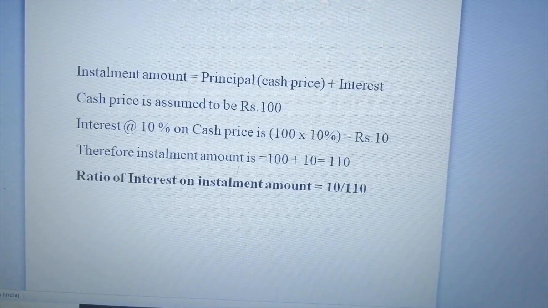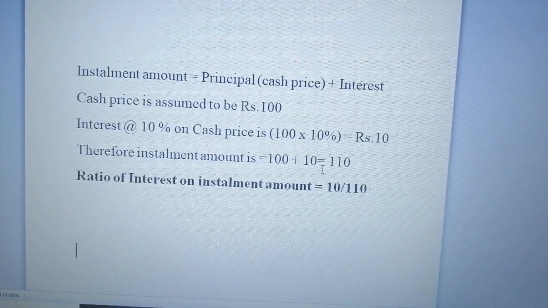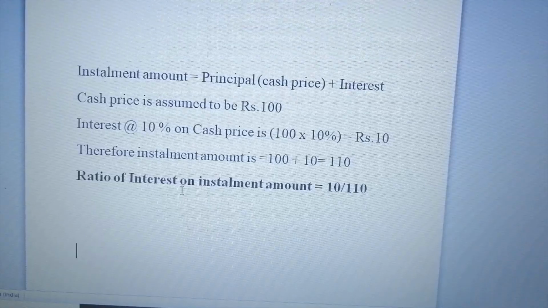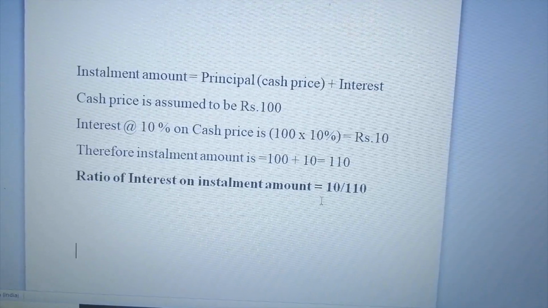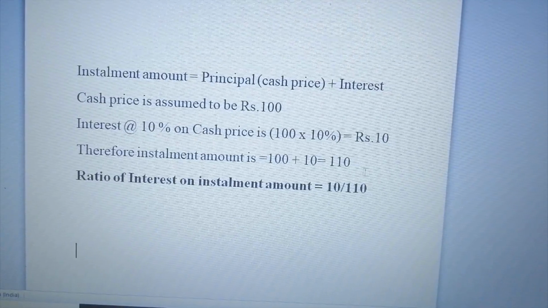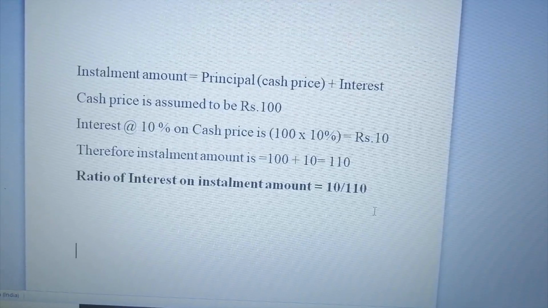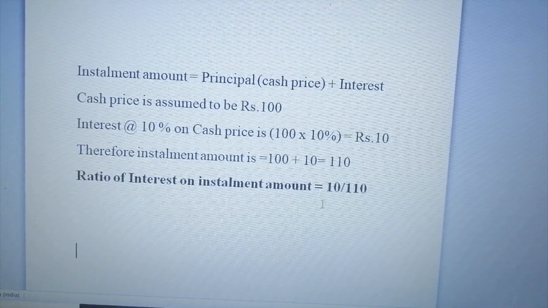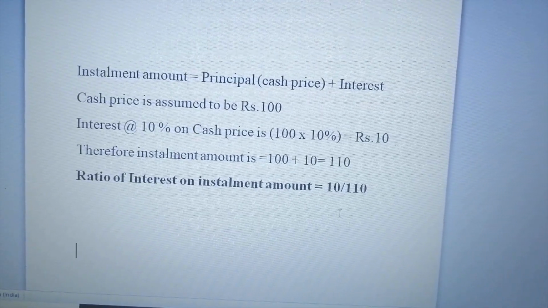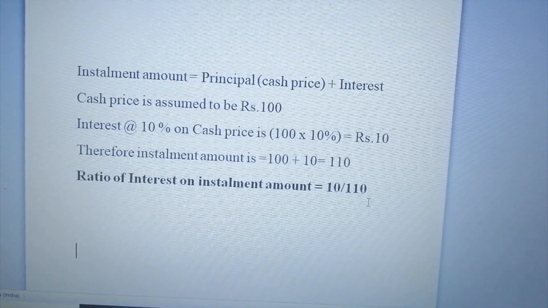Now, the installment amount becomes 110. That is cash price plus interest amount. Therefore, the ratio of interest on installment amount is 10 divided by 110. Based on this only, we have to calculate interest under this method. Sometimes if the rate of interest is 5%, the ratio of interest becomes 5 divided by 105. If it is 30, 30 divided by 130. Clear?